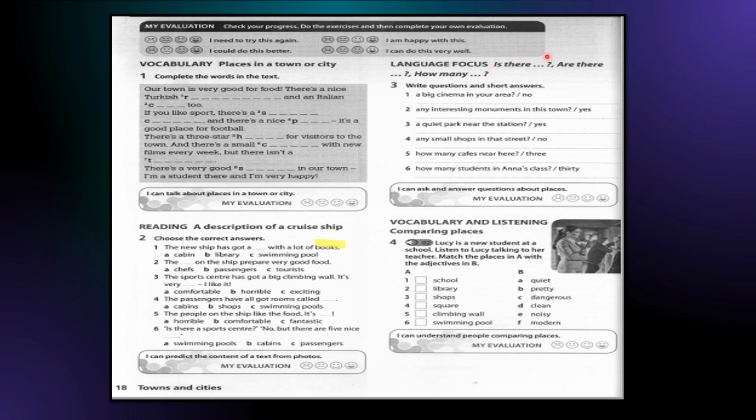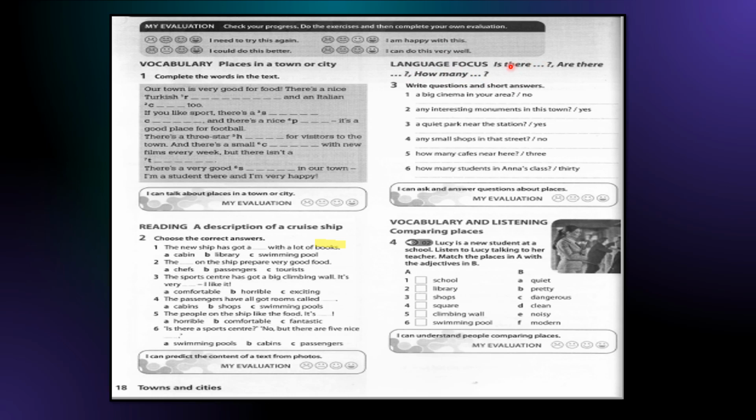But how do you differentiate it? Okay, is is for singular, are is for plural. Is is for one, are is for many. How many? Berapakah? So the answer must be in quantifier. It must be in number or amount.